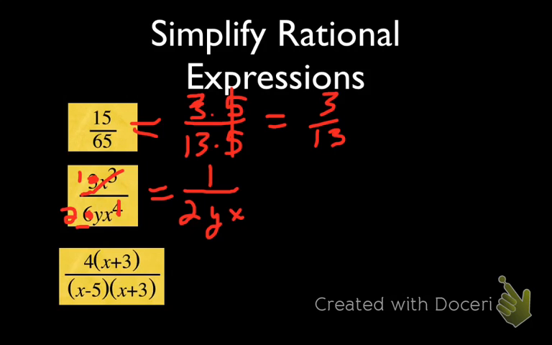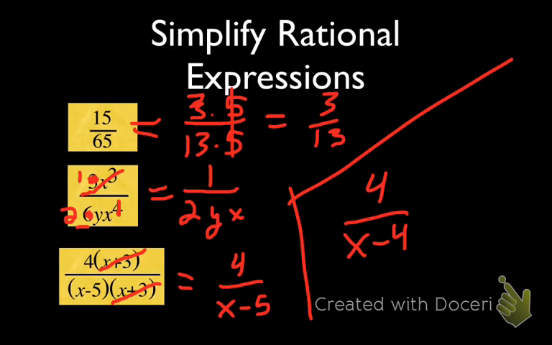Similar approach, first of all, I have to factor. Oh, look, I've already factored. How convenient. And then I see that an x plus 3 and an x plus 3 will cancel out, and I'm left with 4 divided by x minus 5. I don't think I can simplify anything further there. Do you agree? Can I simplify 4 divided by x minus 4 at all?